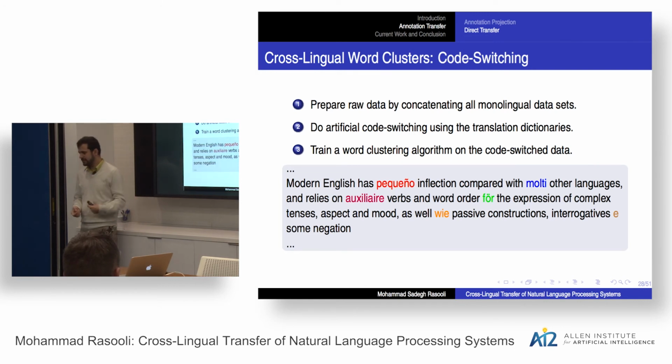And actually, when I did this research, I thought this is novel, and then I noticed that 3 or 4 other papers did the same idea. I think it's because of the simplicity of the idea. So then when we have this code switch data, a bunch of sentences in different languages, we can train word2vec or Brown clustering algorithm to come up with features.